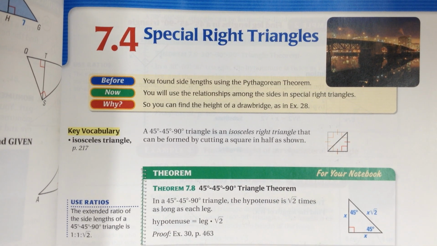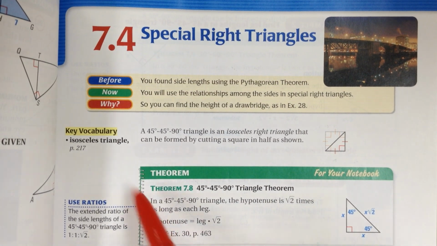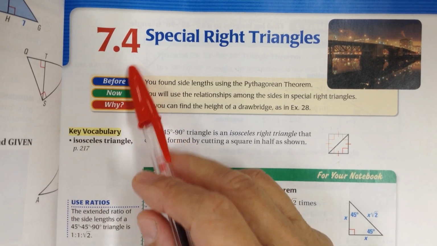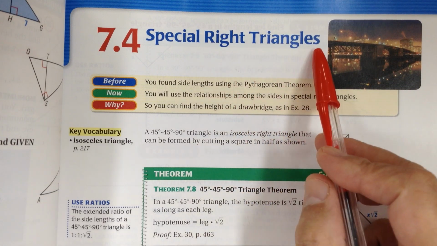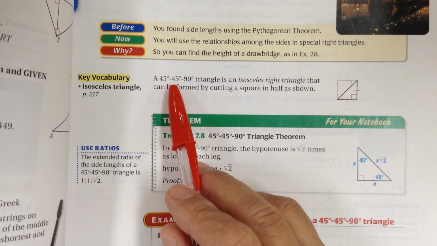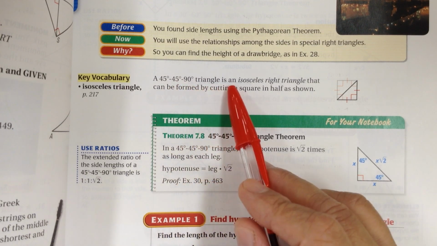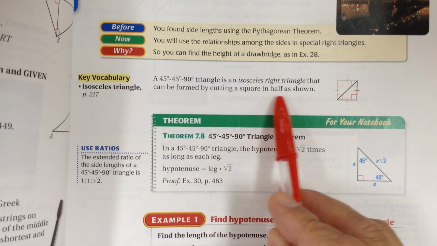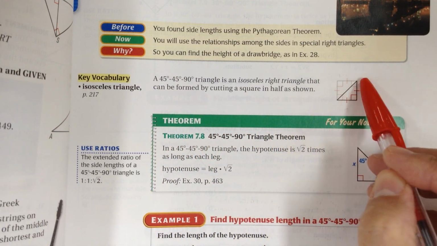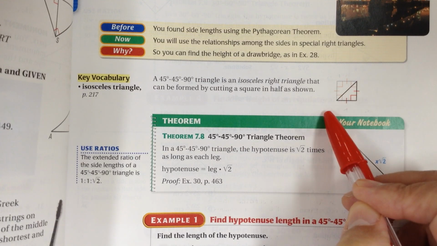Let's go to page 457. This is lesson 7.4, and this lesson is about special right triangles. So over here it says a 45 degree, 90 degree triangle is an isosceles right triangle that can be formed by cutting a square in half as shown. So you start with a square, and you cut it in half.